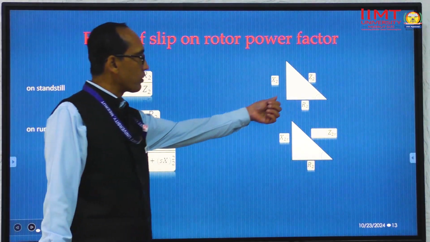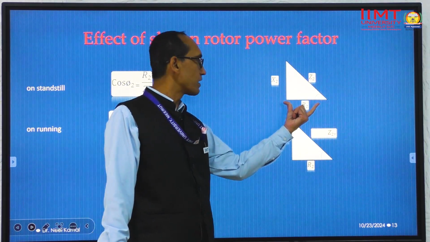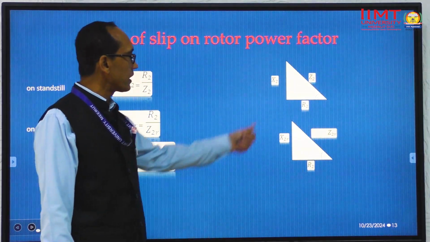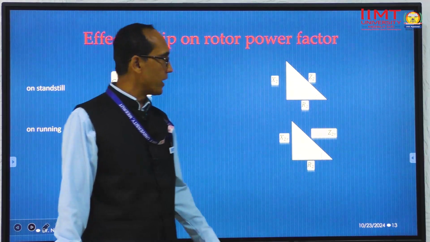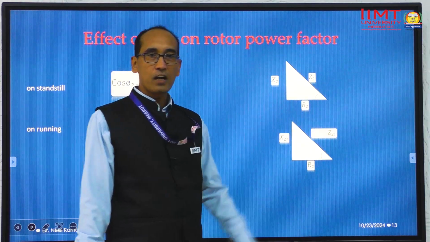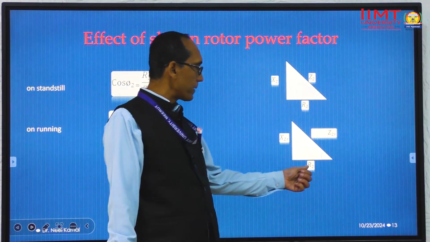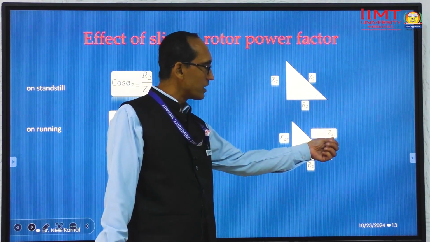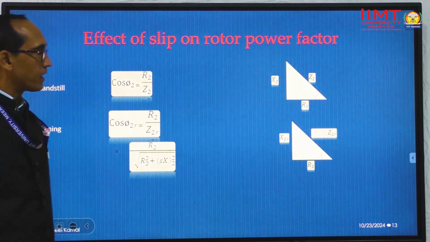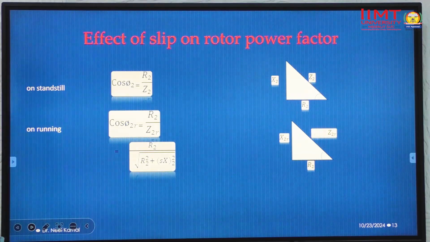These are the triangles we are using here. At standstill condition, the horizontal component is the resistance and the vertical component is the reactance, and the resultant of both will be the impedance. So R2, X2 and Z2 are the standstill condition parameters, and R2, X2R and Z2R are the parameters at running condition.